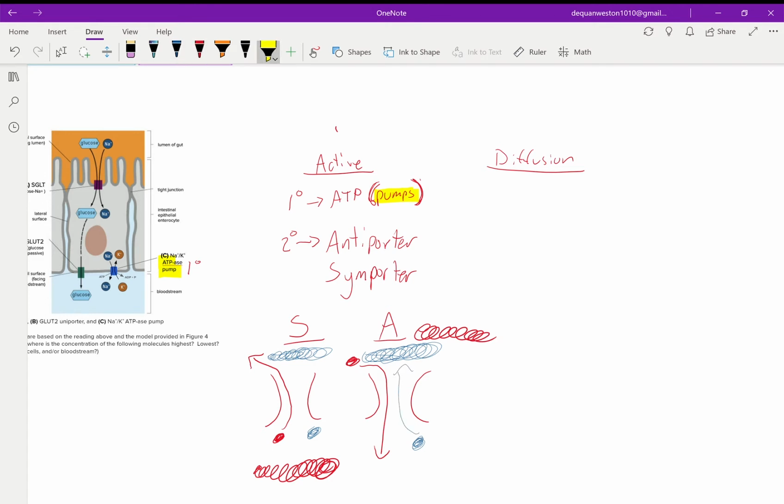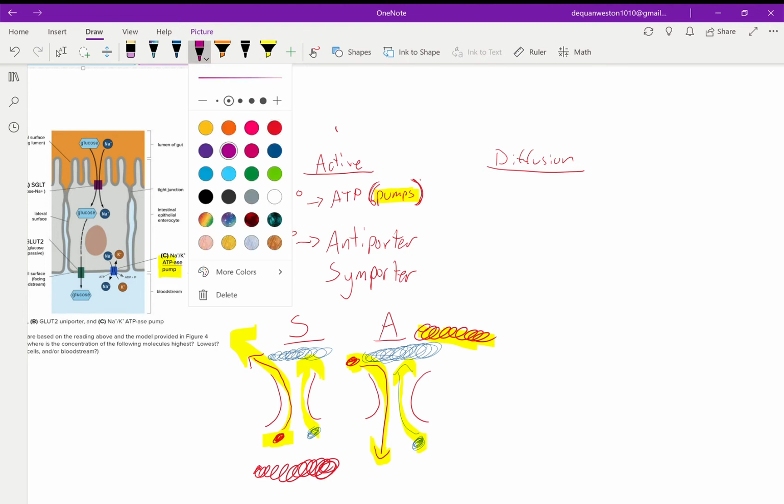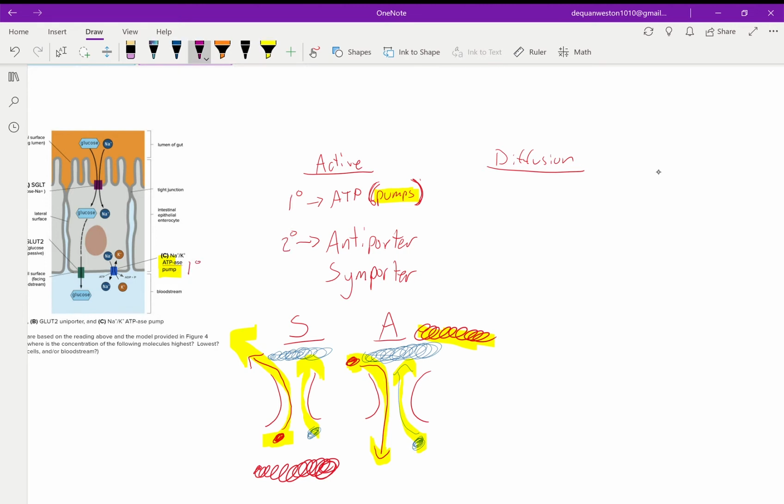Alright, so you can see in the symporter, we have this red molecule going with its concentration gradient, how it should, and the momentum created from this is enough to push this blue one against its concentration gradient. It's going from low to high. Over here, we have this red molecule going from high to low, and it creates so much force that it's able to bring this blue from low to high. And that's why it's active. A good rule of thumb is active is low to high.